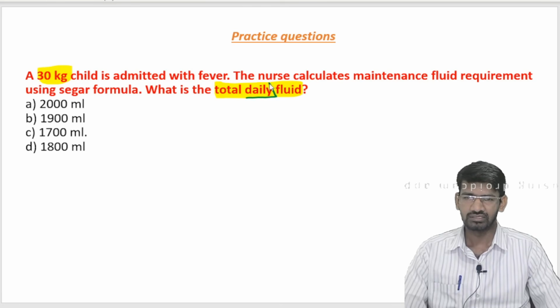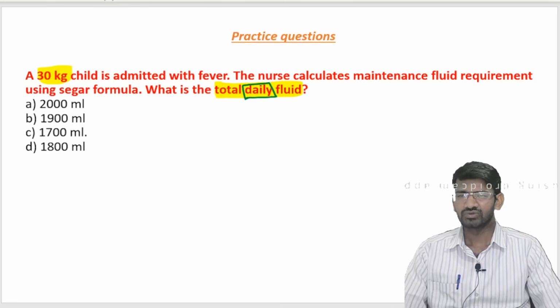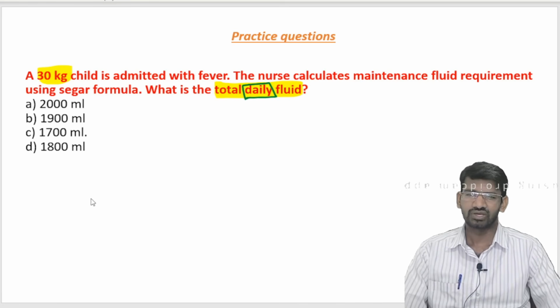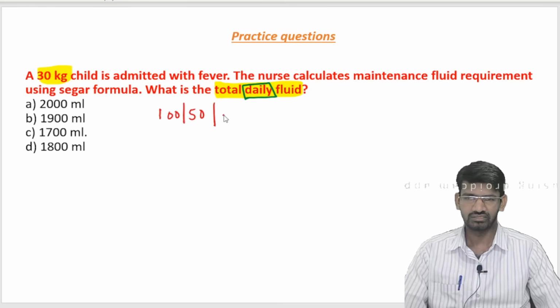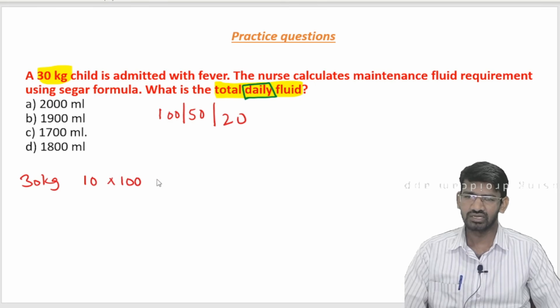For daily, what do you have to remember? You have to remember 100, 50 and 20. So we'll calculate: the total weight here is 30 kg. The first 10 kg is how much? 100 ml per kg, so for the first 10 kg it will be 1000 ml. Then another 10 kg is 50 ml per kg, that is 500.